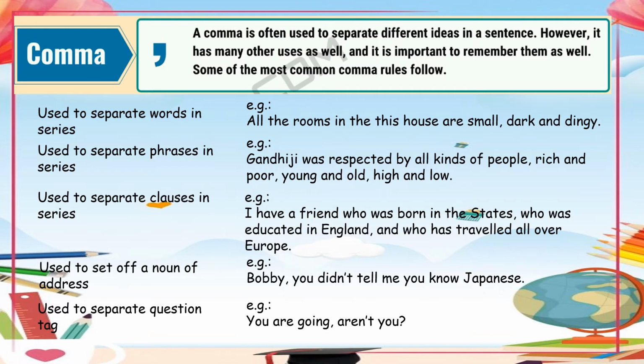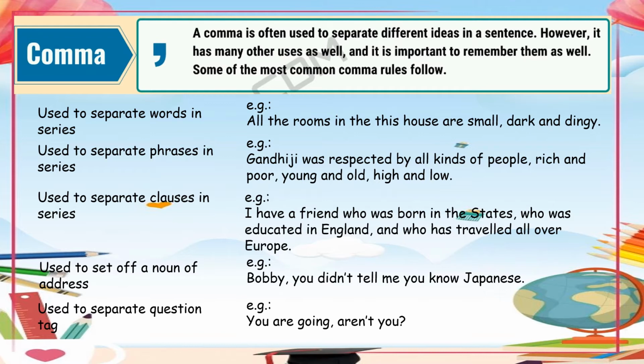Used to separate phrases in a series. Gandhiji was respected by all kinds of people, rich and poor, young and old, high and low. So see here, rich and poor is one concept, after that a comma, young and old, a particular phrase, then a comma, high and low. Used to separate clauses in a series. For example, I have a friend who was born in the States, who was educated in England, and who has traveled all over Europe. First statement, then a clause, so a comma after that. So in clauses as well, let it be main or subordinate, after the main I'll put a comma. After the subordinate, again if I have a sentence, again a comma.